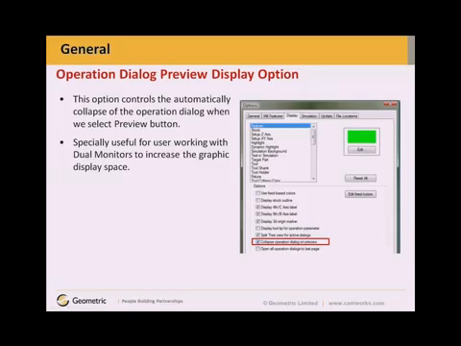collapse of this button. When this option is checked, the operation dialog automatically collapses when a preview is clicked and acts just like previous versions of CAMWorks. However, when this option is unchecked, the operation dialog does not collapse when a preview is clicked. This is extremely helpful for those of you who are running dual monitors.